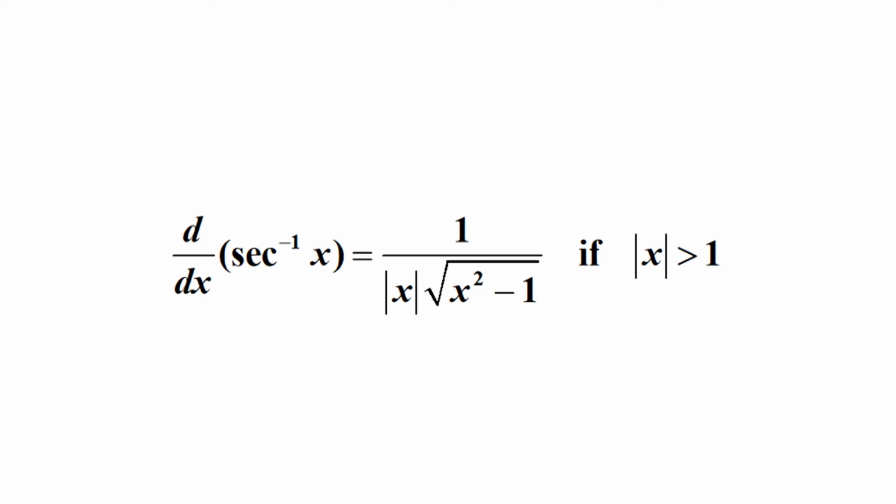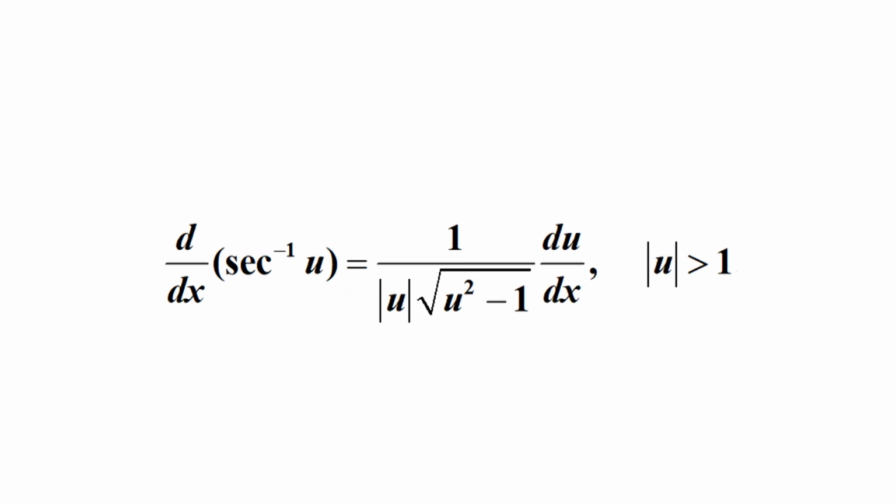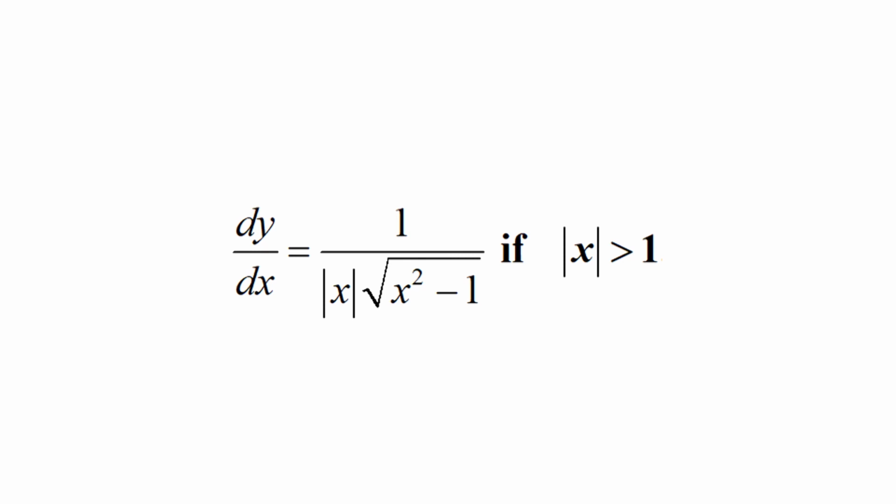If u is a differentiable function of x with mod u greater than 1, we apply the chain rule to obtain d by dx of sec inverse of u equals 1 by mod u into square root of u square minus 1 into du by dx, with mod u greater than 1. Using the above formula, we find the derivative of y equal to cos inverse of 1 by x with respect to x as follows. Now, y equal to cos inverse of 1 by x implies cos y equal to 1 by x, which implies sec y equal to x. That implies dy by dx equal to 1 by mod x into square root of x square minus 1, as y equal to sec inverse of x, if mod x is greater than 1.